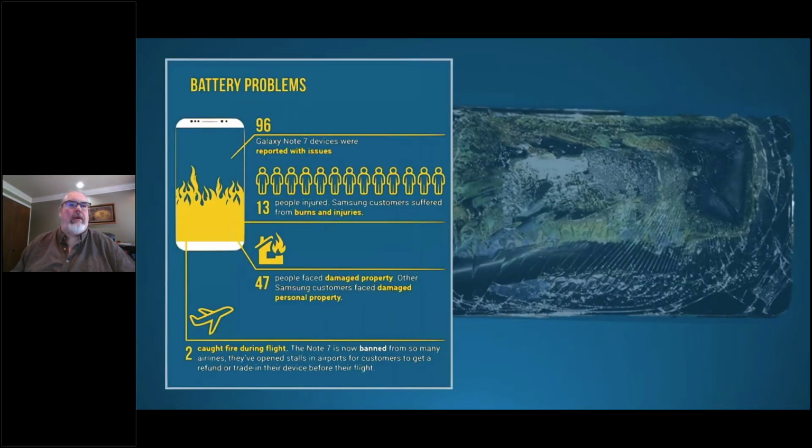But let's talk about what happened. 96 phones caught fire before the recall happened. 13 people got burned. 47 people had some damage to property because the fire started. 2 caught fire during flights. And that actually got these phones banned from flights.